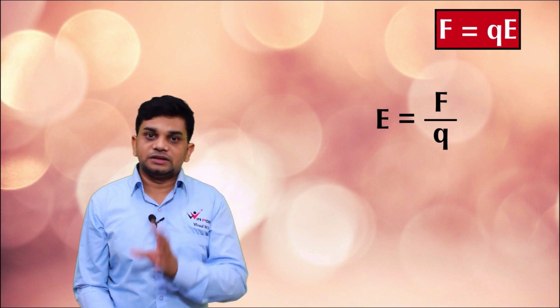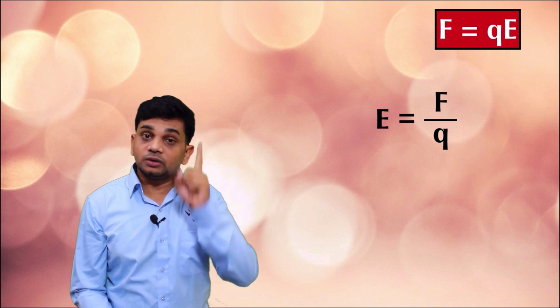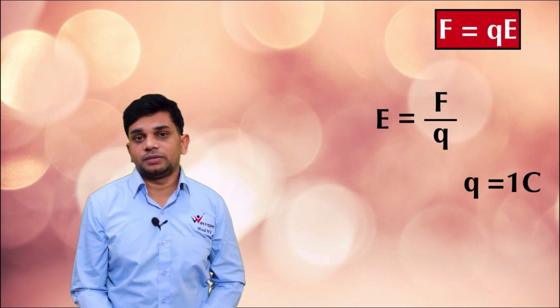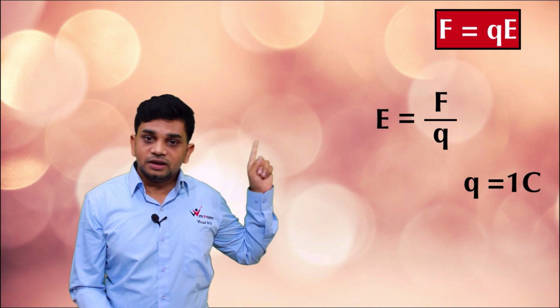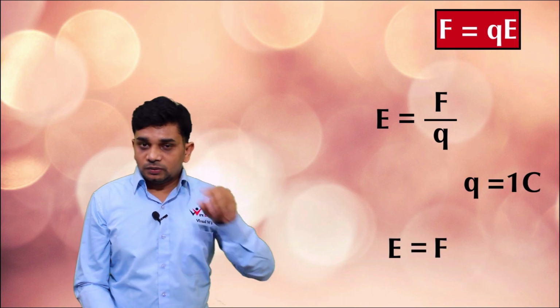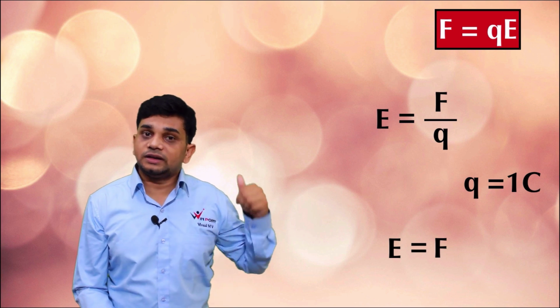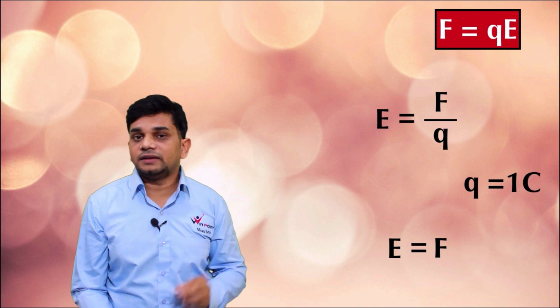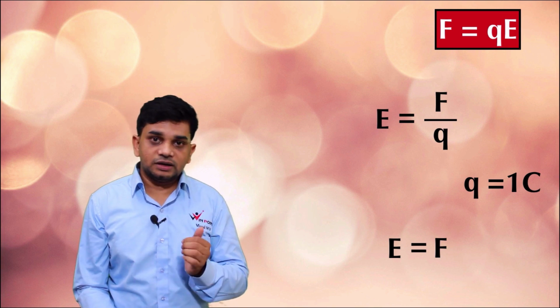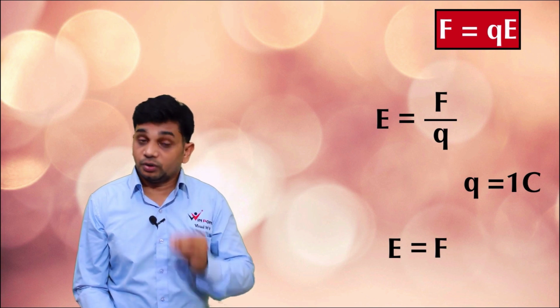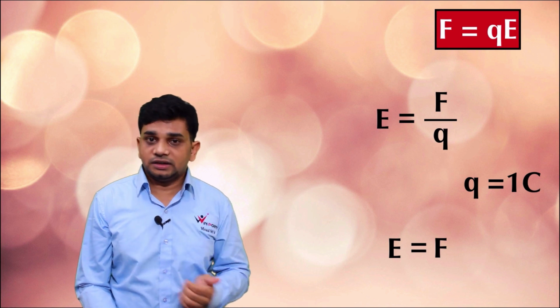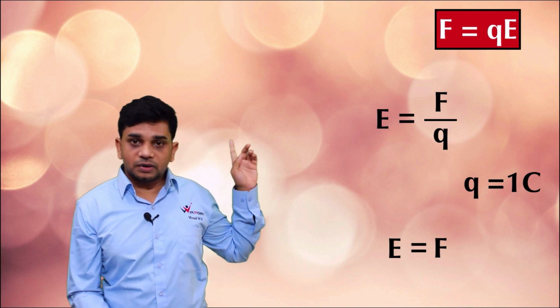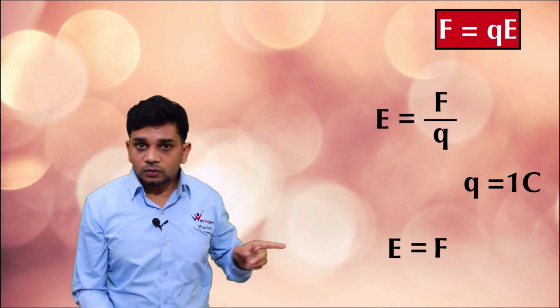Okay, just imagine the charge is 1 coulomb. Q is equal to 1 coulomb. So what will be the equation for E? E will be equal to F. So we can define electric field intensity now. This charge of 1 coulomb, a positive charge, is known as a test charge. Here we have considered a charge of 1 coulomb.